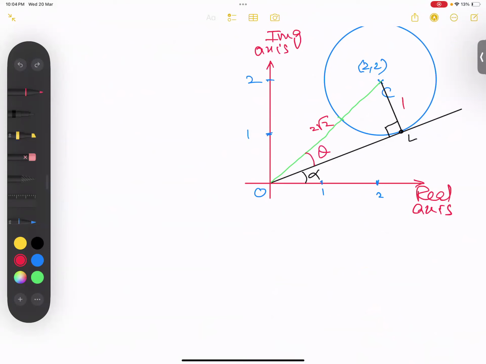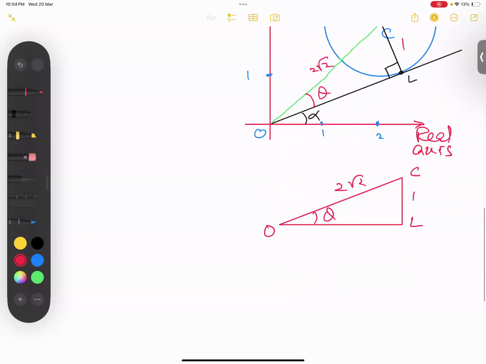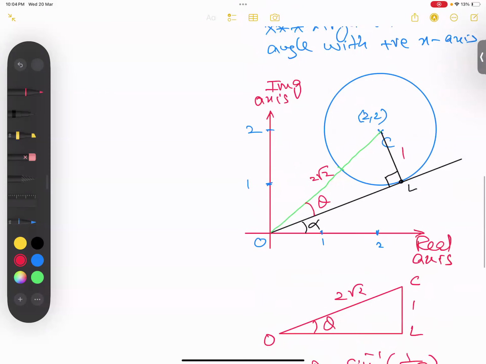I don't need theta. So students, look at the way. This is the letter C, this is L, this is O, this is 1, this is 2 root 2. Using this data, I can find theta. Sine theta is opposite by hypotenuse, or I can say theta is equal to sine inverse of 1 over root 2. This is theta. But the problem is that we don't need this one.